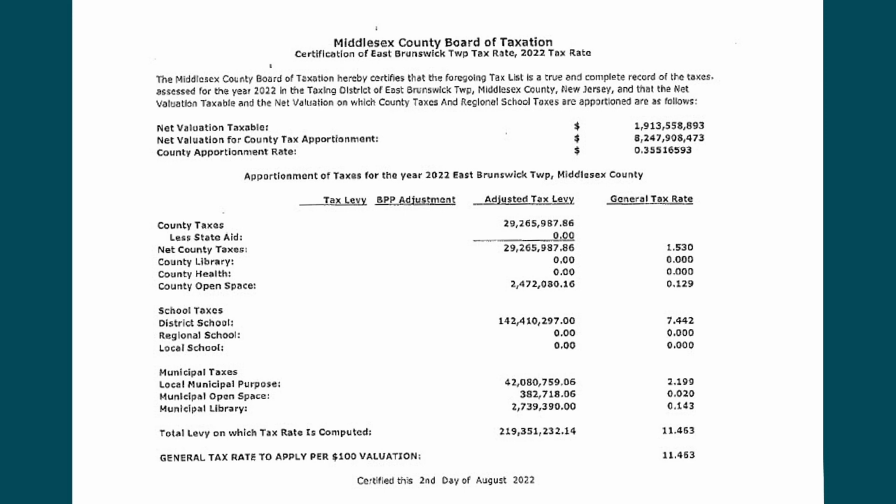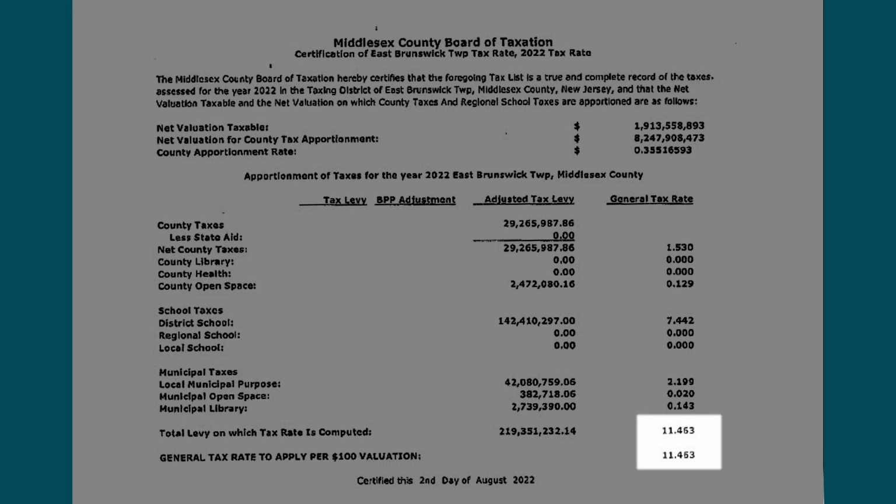And you can see last year, the 11.46 was the tax rate that got compiled based on everybody sending their bill in to Middlesex. The only thing that changes is that in East Brunswick we have three different fire districts. So there's an addition that's put onto the 11.4 based on which fire district you're in. That becomes the tax rate.